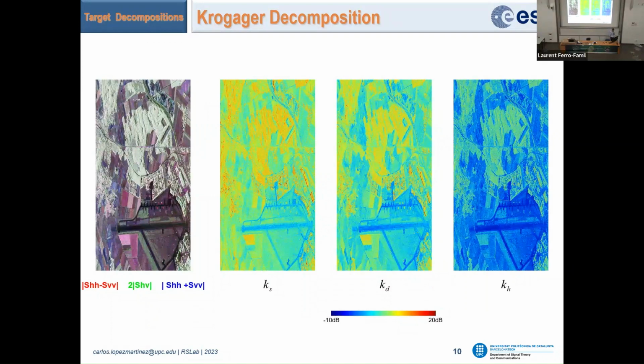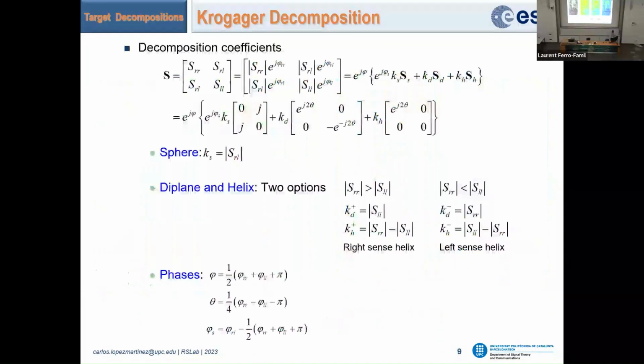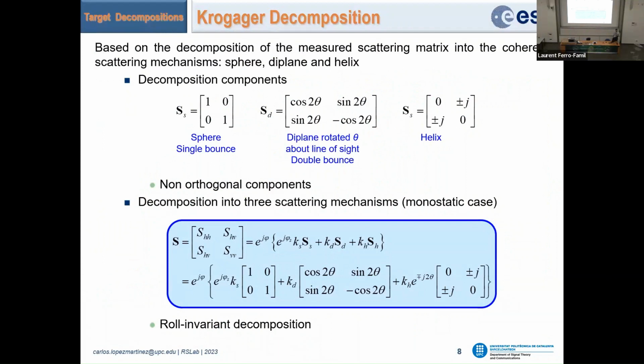Here is what you have. It's a different one, complementary to the previous one. So therefore, we can interpret our image as a function of the sphere, the diplane, and the helix. As I said before, the helix is a kind of weird behavior. But basically, remember that if we go back to the original equations, the helix is on the off-diagonal elements, HV. So somehow, it may contain information about volume.